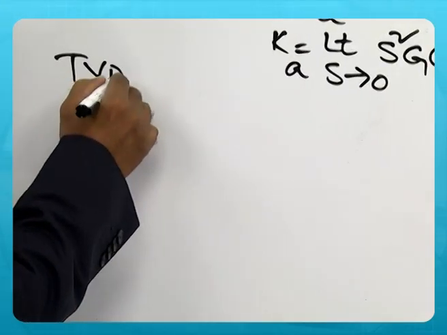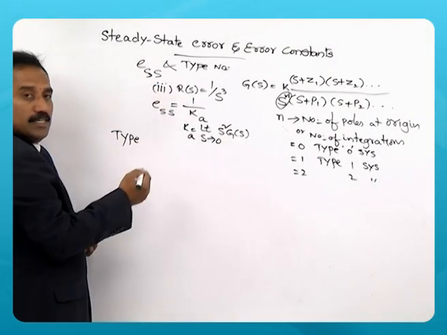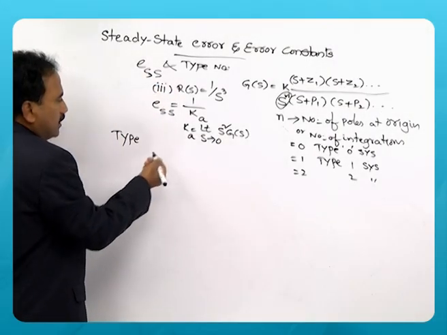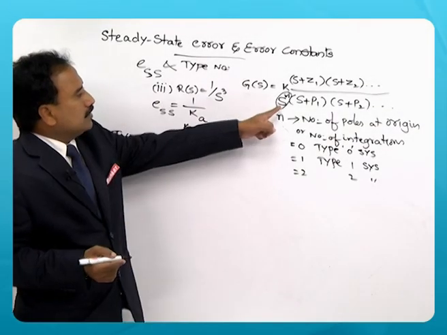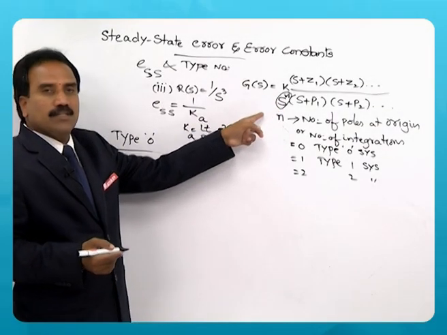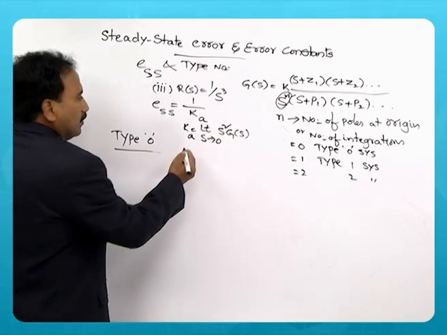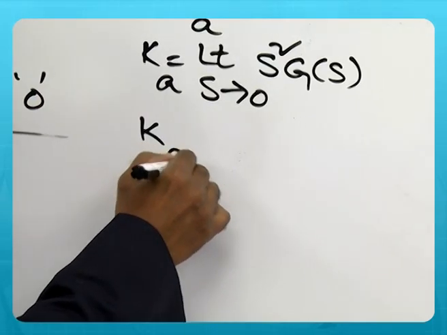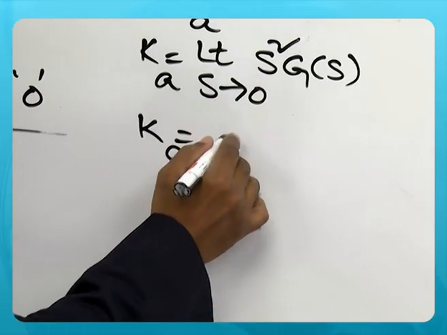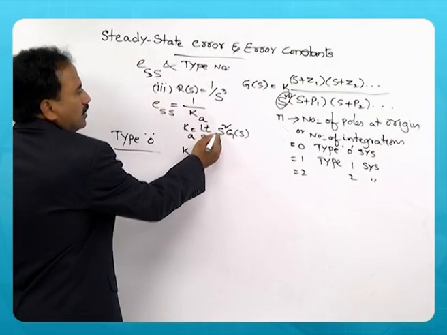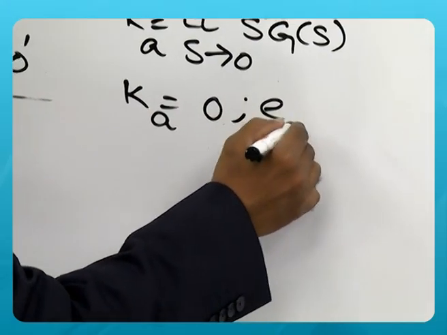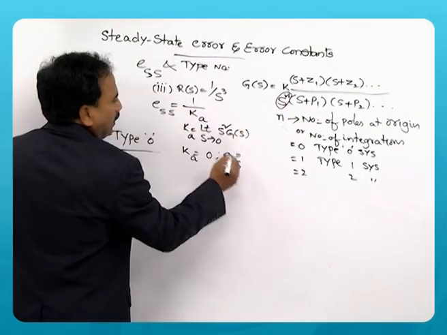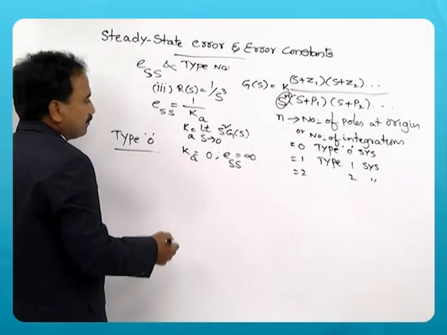So, if you want to see the relation between type and steady state error, as in previous sections also, if it is a type 0 system, there is no pole at origin. So, if you calculate Ka for that, it will be 0 only, because there is S square in the numerator term. So, we can say that the steady state error is 1 by Ka, so it is infinite.